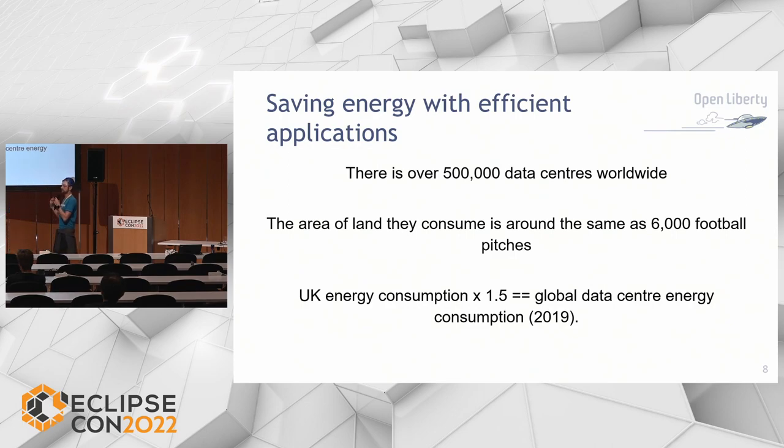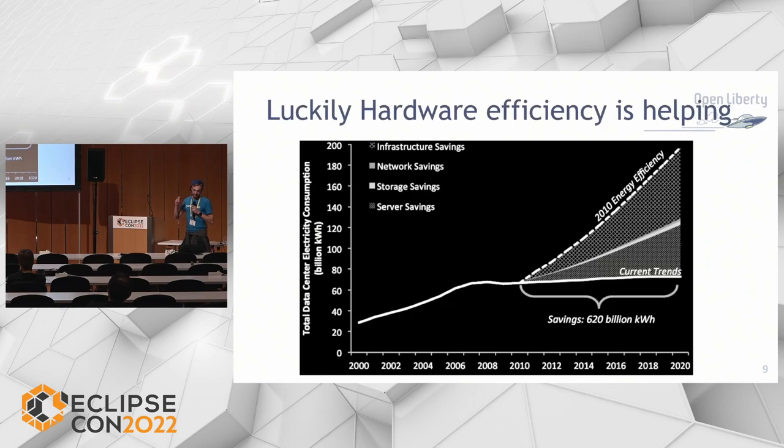So if we can make our applications more efficient, we can help save the planet. Because if engineers aren't going to do it, I'm not really sure who is going to be responsible for doing it. Because most of the time, it's not going to be our governments. So let me just go back to that slide.